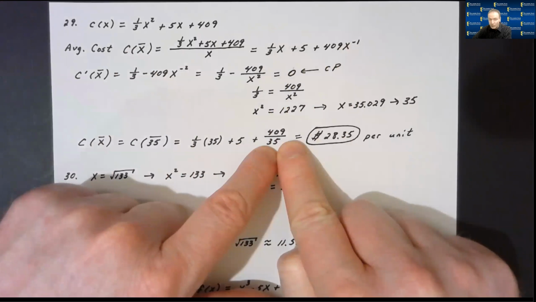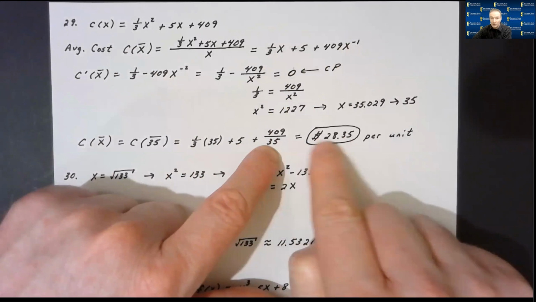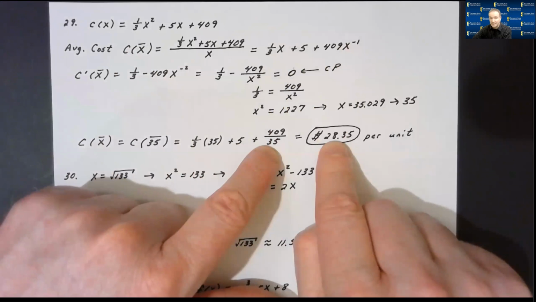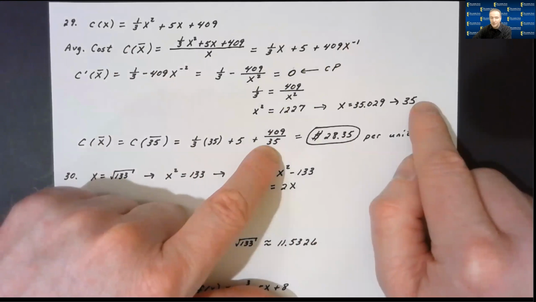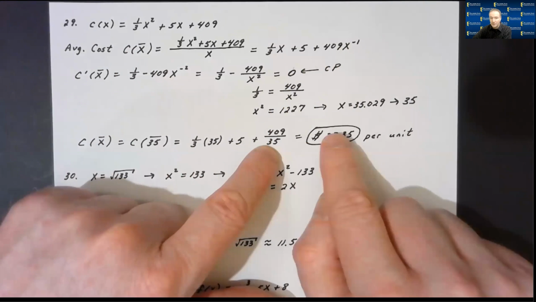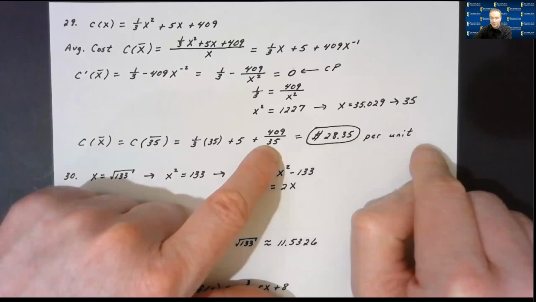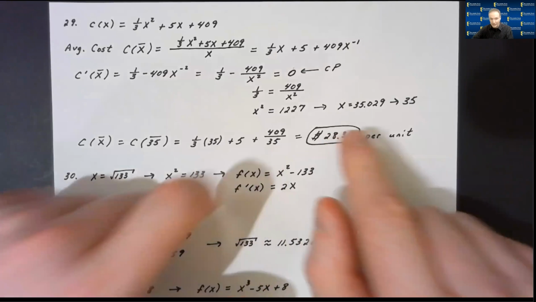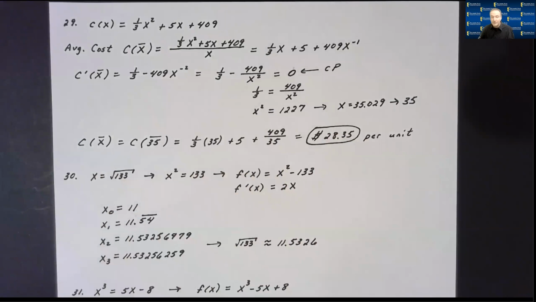Now, I know that this answer is going to be in dollars, and it's, in fact, the cost function was in dollars, x was number of units, so this is going to be the number of dollars per unit. This process would have a minimum average cost per unit of $28.35 per unit. Now, this is a pretty fantastic business if you're just looking at markup on an individual item.